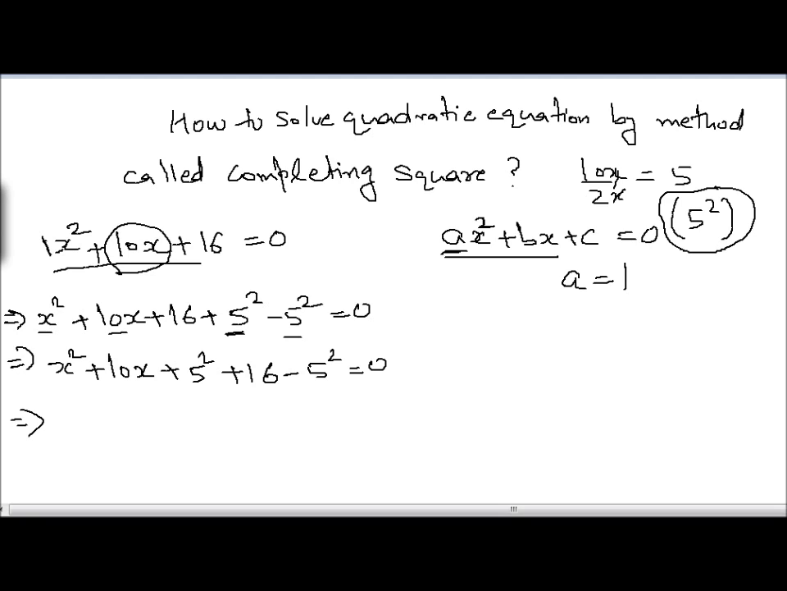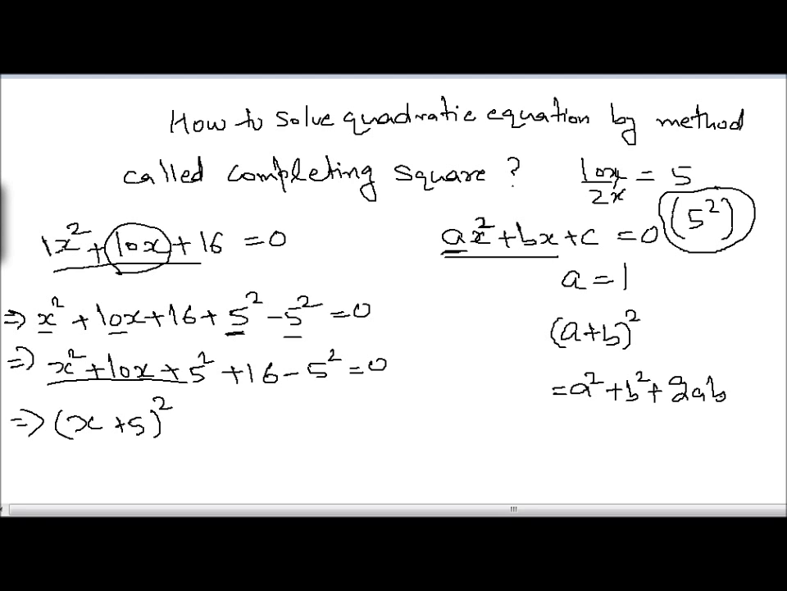Now you would have covered in your previous classes that x square plus 10x plus 5 square is equal to x plus 5 whole square. This is because a plus b whole square is equal to a square plus b square plus 2ab. So similarly, x square plus 10x plus 5 square can be written equivalent to x plus 5 whole square, and we write the rest of the terms as it is, or we can write 16 minus 25 is equal to 0.